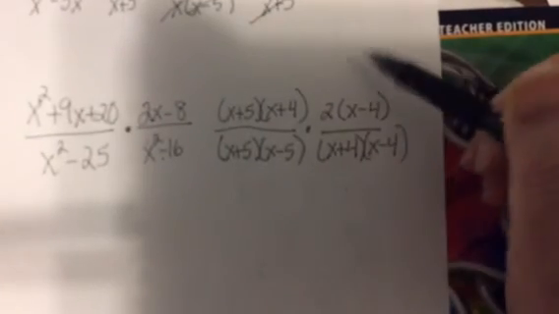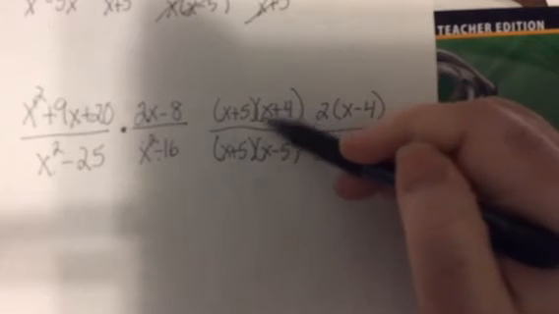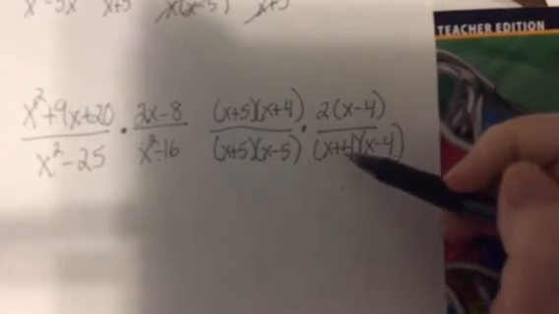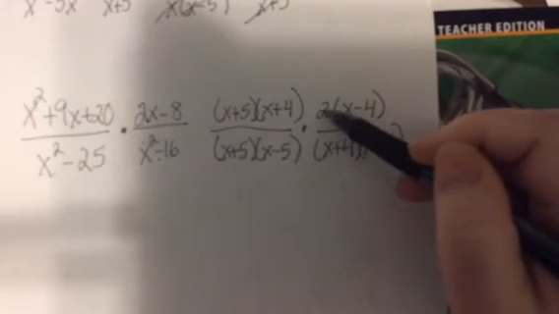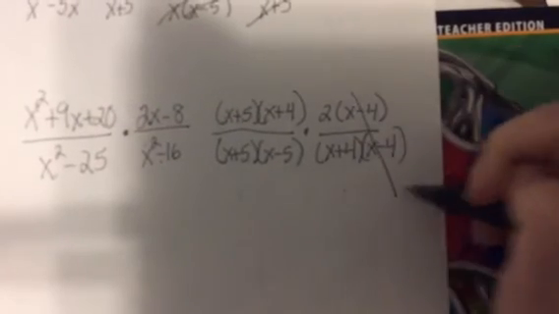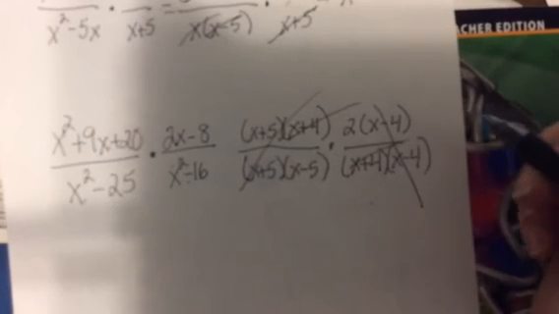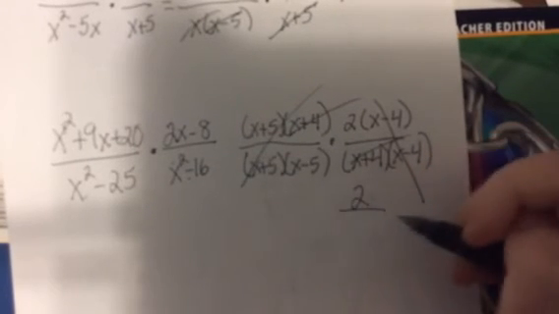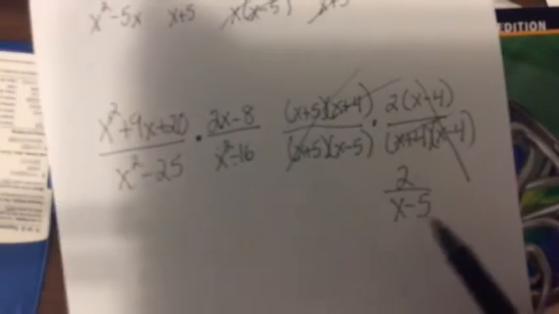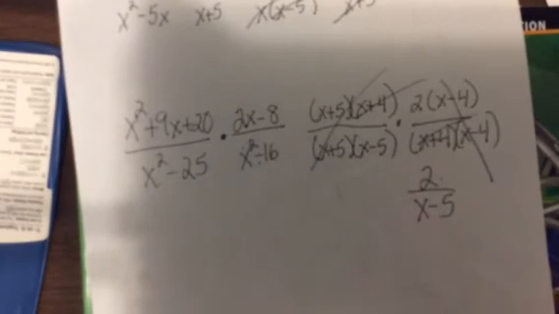So notice, I could not cancel this x with this x. No. This x with this. No. This 2 with this one. No. Now, the 2 I could cancel with something, but there's no separate 2's. So x minus 4 is out. X plus 4, yes. X plus 5, yes. So my answer is 2 over x minus 5. That's what's left. So notice so much fewer terms to work with.